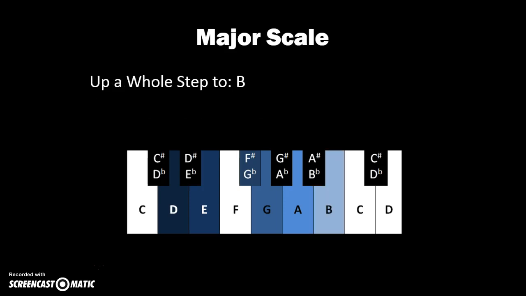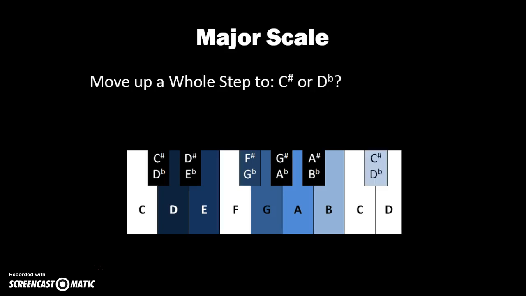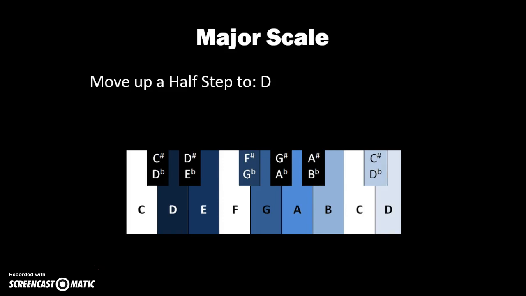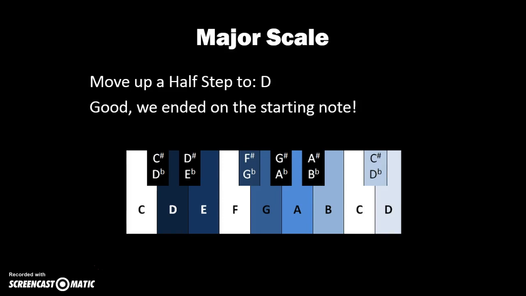We go up to B for a whole step. We skip over C and get to our enharmonic key. Are we using C sharp or D? Should be obvious by now, but we're going to use C sharp. Plus, we don't want to mix sharps and flats in our major scale, and we've already used an F sharp earlier, so we know we have to stick with sharps. That gives us C sharp. Finally, we move a half step up to D, and that completes our second tetrachord.